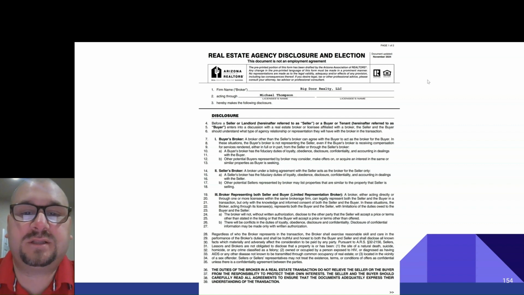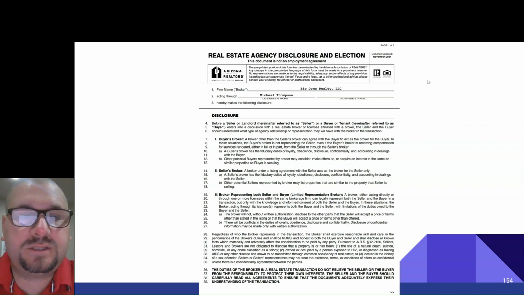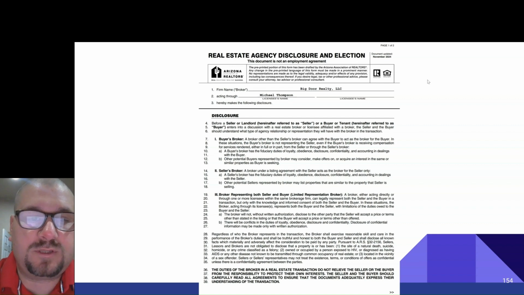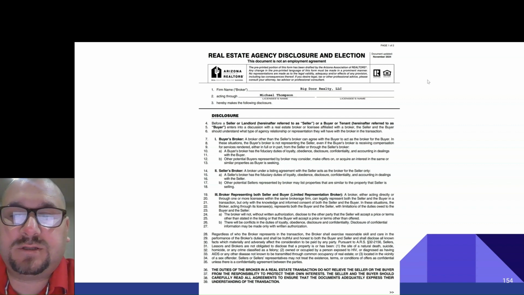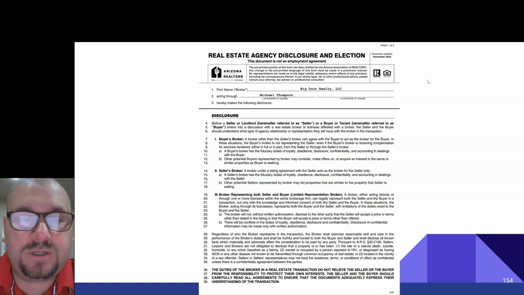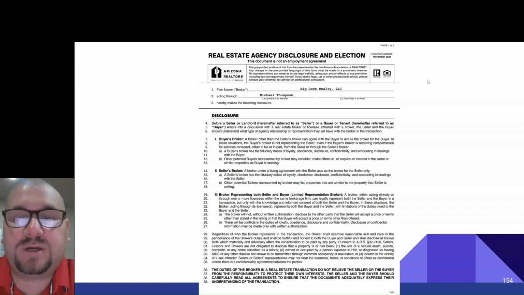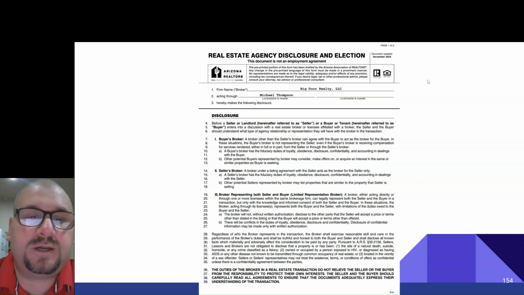Broker representing both the seller and buyer. Limited representation broker. A broker, either acting directly or through one or more licensees within the same brokerage firm, can legally represent both the seller and the buyer in a transaction, but only with the knowledge and informed consent of both the seller and the buyer. In these situations, the broker, acting through its licensee, represents both the buyer and the seller, with limitations of the duties owed to the buyer and the seller.